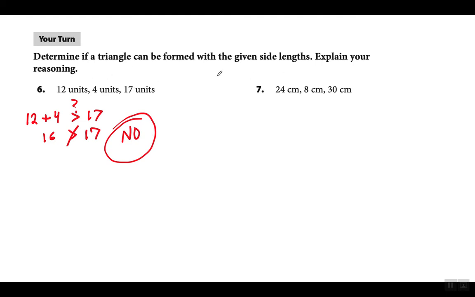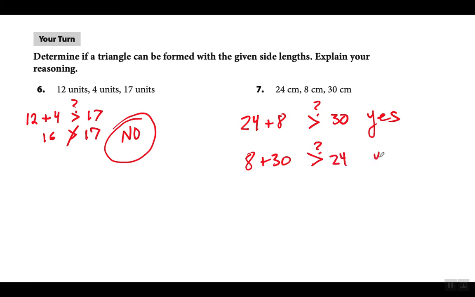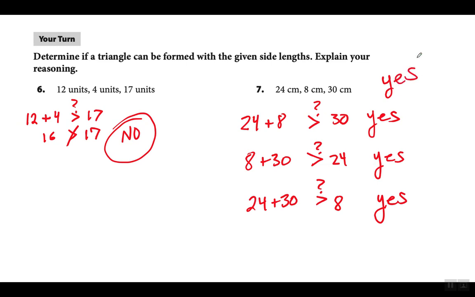Let's look at number 7. 24 plus 8, is that greater than 30? Yes. Let me do it this way. 8 plus 30, is that greater than 24? Yes. And the last combination, 24 plus 30, is that greater than 8? Yes. So the answer is yes, this could be a triangle.